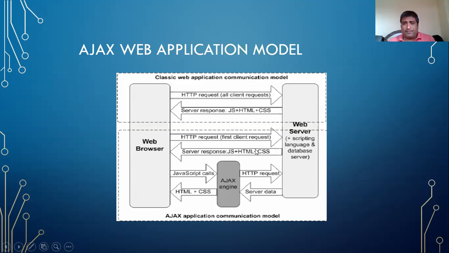Next one is the web browser and web server, where we are using an Ajax engine. Whatever request is sent by the web browser is in the form of JavaScript. We use JavaScript to create an object and send the data to the Ajax engine. The Ajax engine forwards it to the web server, and the server responds with data in the form of HTML and CSS that is deployed on the web browser. So here we compare the web application model using Ajax and without using Ajax.